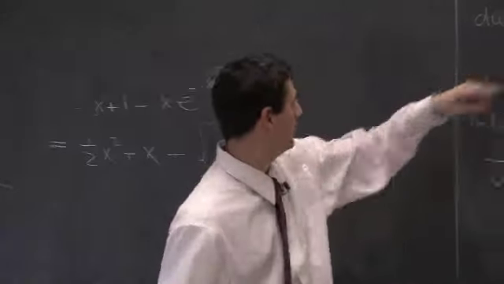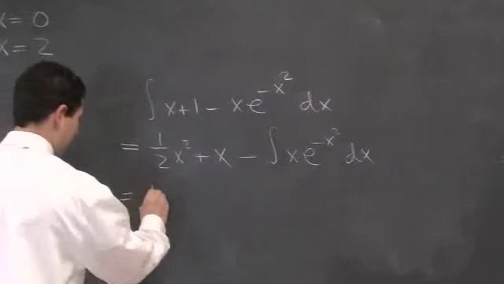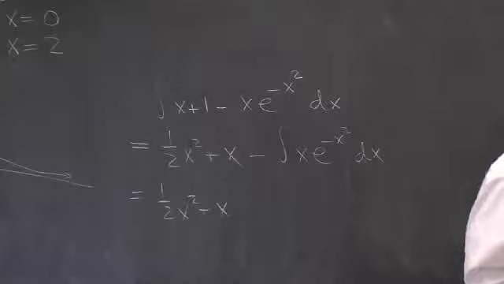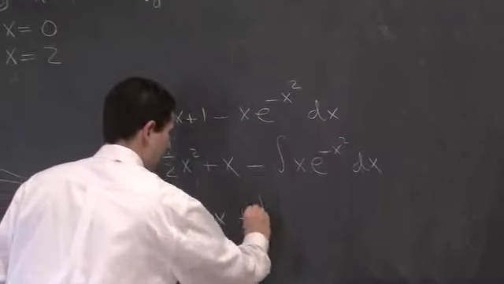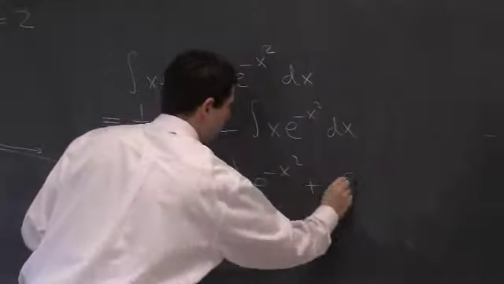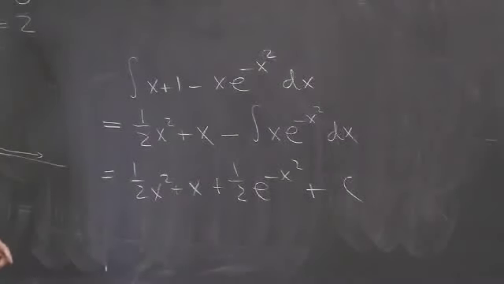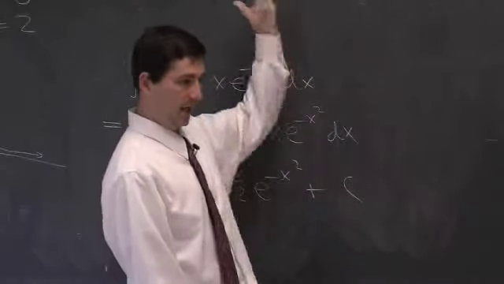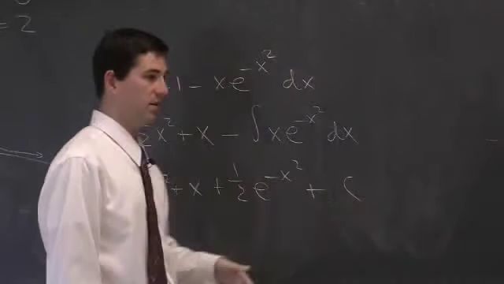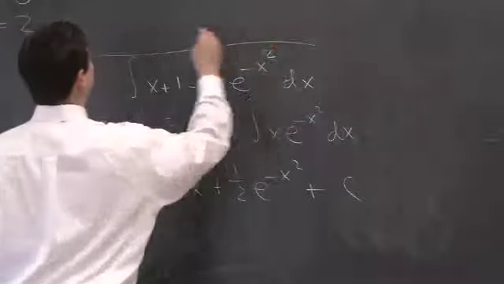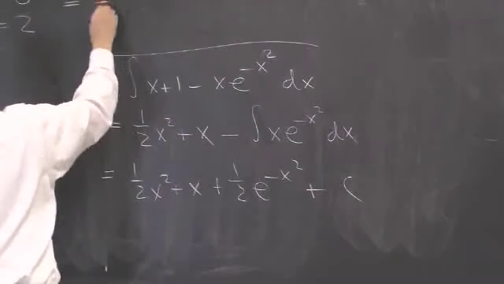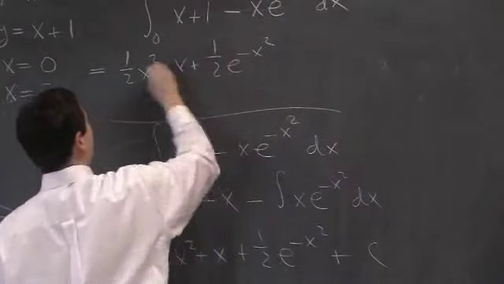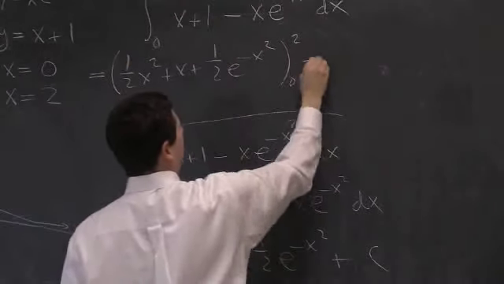So we now have the antiderivative. It was 1/2 x squared plus x plus 1/2 e to the minus x squared plus c. Now, when we go back in, we don't need to worry about the plus c, because we can take any antiderivative we want. So I just take the one where c is 0. So this becomes 1/2 x squared plus x plus 1/2 e to the minus x squared, evaluated at 0 and 2.